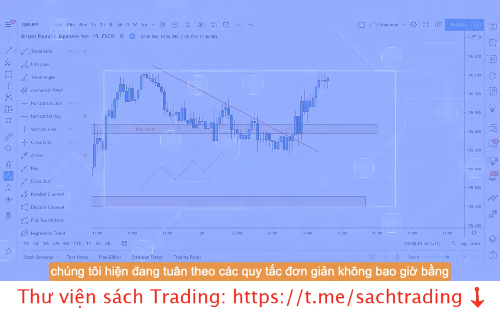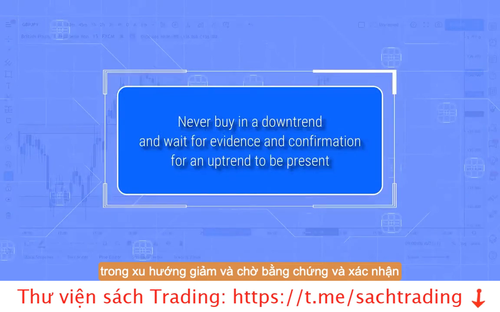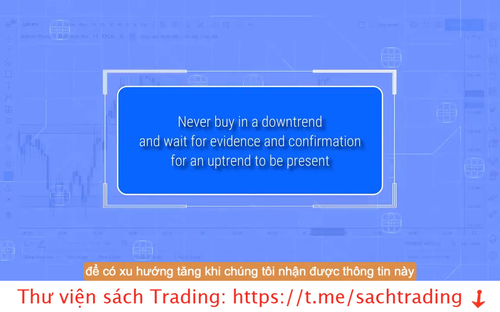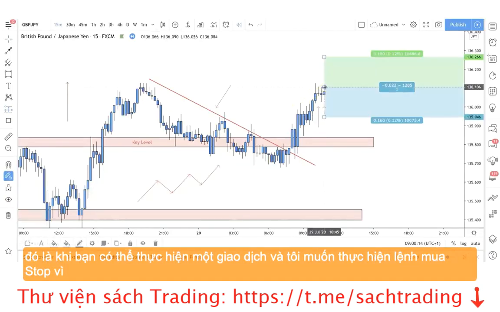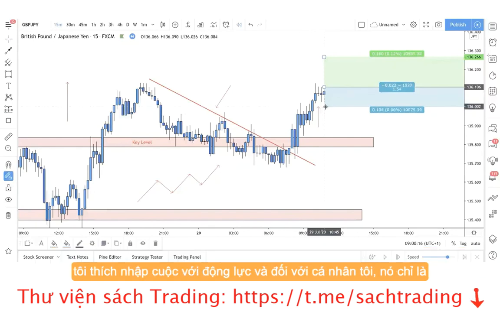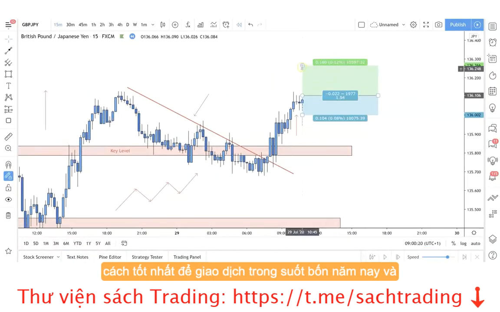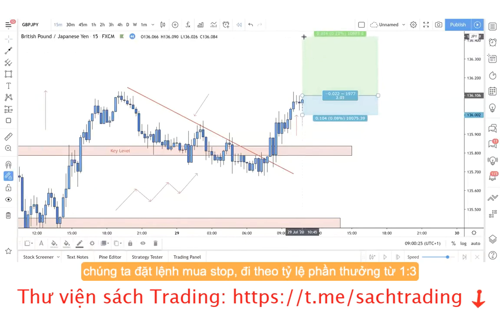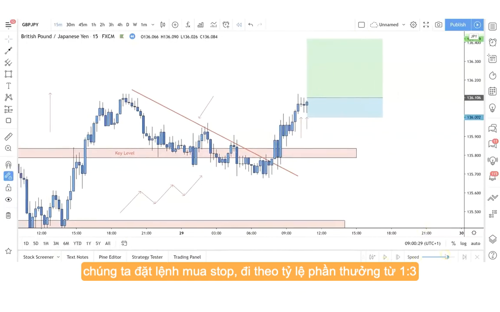We're now following simple rules, which is never buy in a downtrend and wait for evidence and confirmation for an uptrend to be present. Once we get this information, that's when you can take a trade. And I like to take stop entries because I like to enter with momentum. And for me personally, it's just been the best way to trade for the last 4 years of my life. And we set our entry as a buy stop. We go for our 1 to 3 risk reward ratio, and then we let this trade play out.